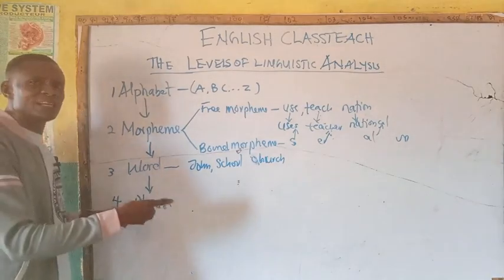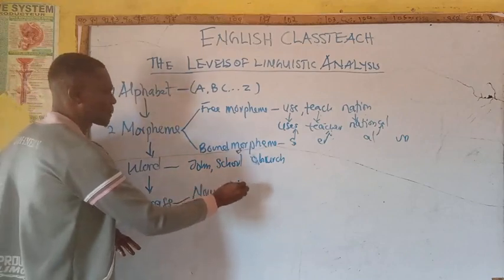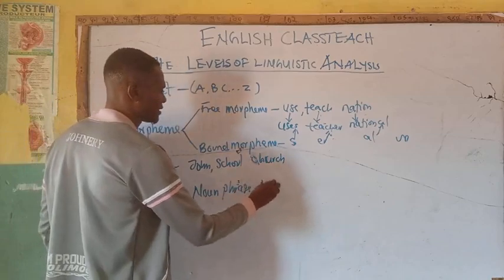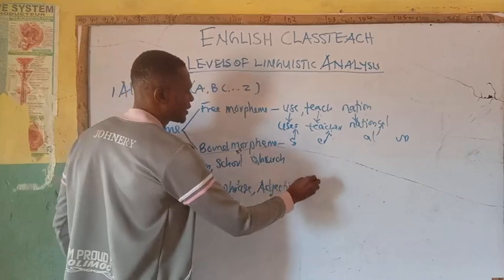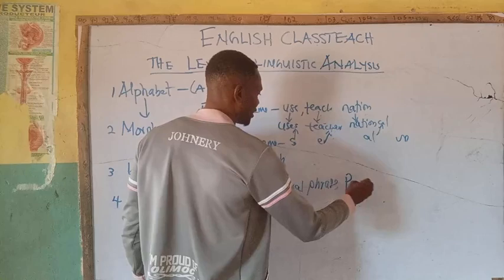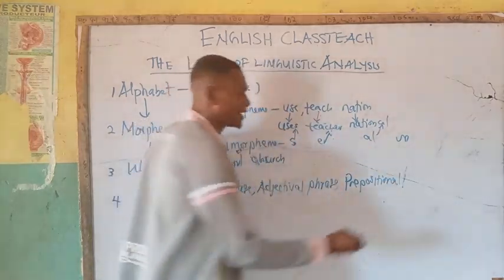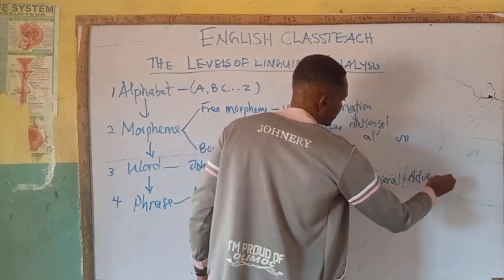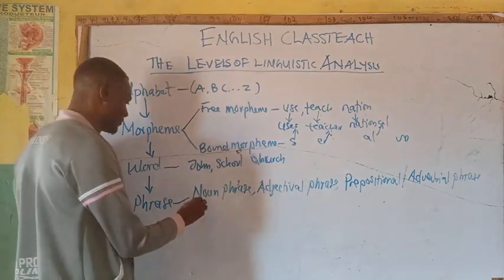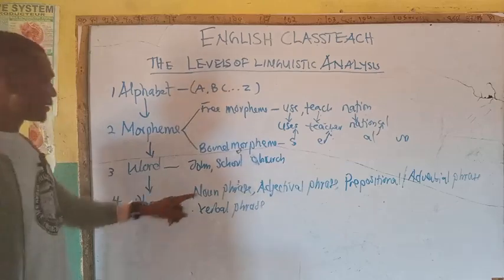Then we now have kinds or examples of phrase. We have noun phrase, adjectival phrase, then prepositional or adverbial phrase, and then we have verbal phrase. So these are the examples of phrase.